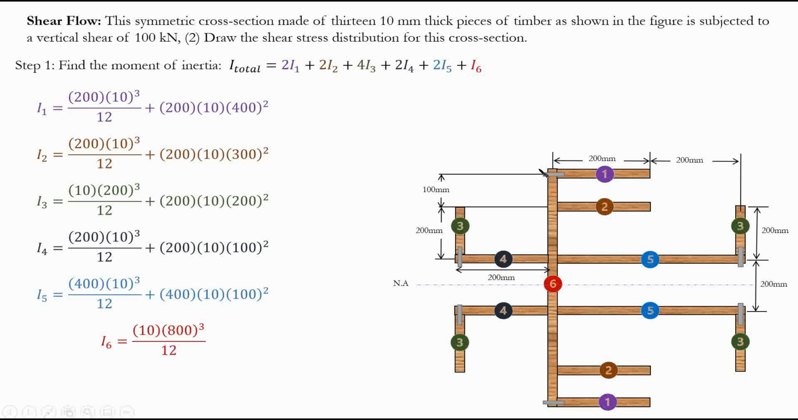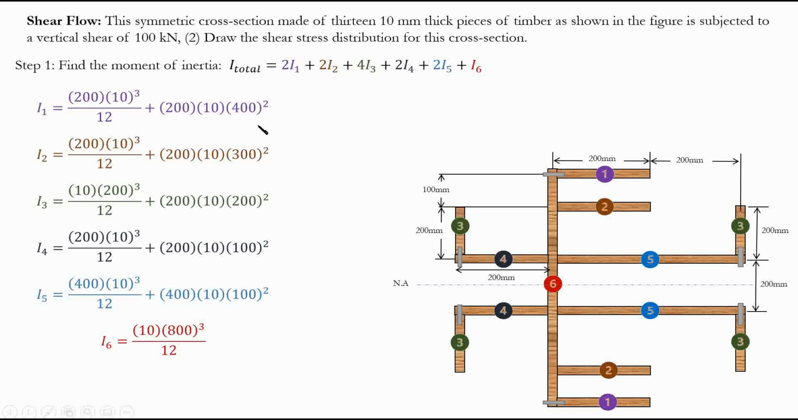And finally, the main piece in the middle, which is the web, right? This piece 6, which is going to be 10, which is the base, multiplied by the height, which is 800, right? 800 to the power of 3 divided by 12, right? Again, the parallel axis theorem does not apply here because the centroid of this segment is the same as the global neutral axis that we have, right? So our distance is basically practically 0. So the parallel axis theorem does not apply here.